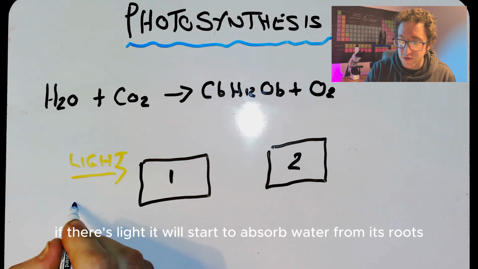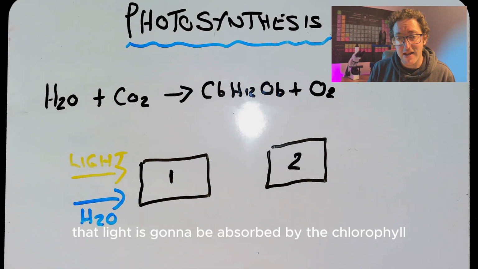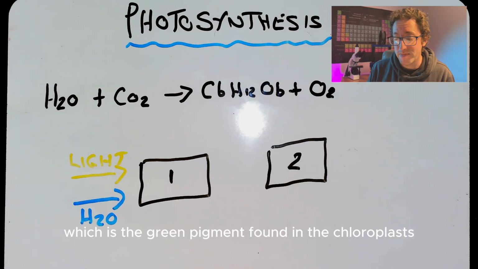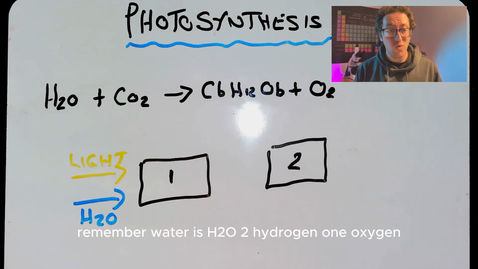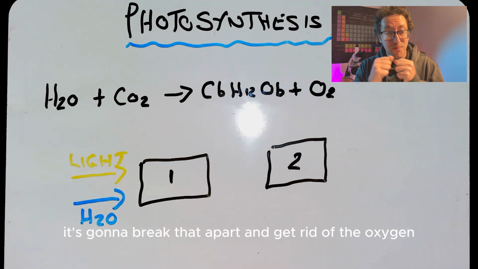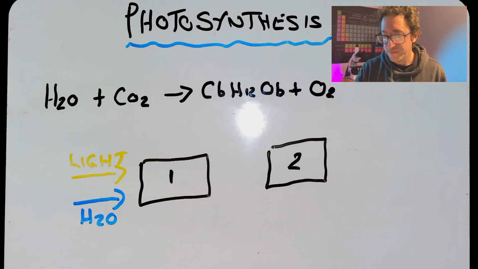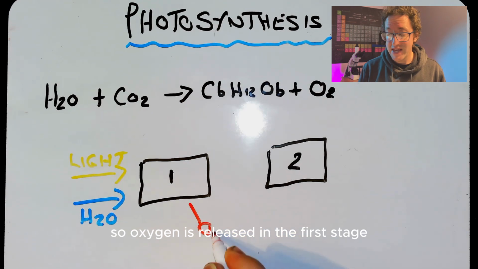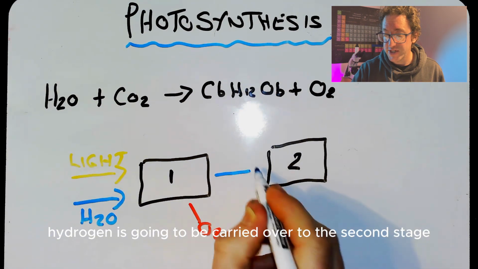If there's light, it will start to absorb water from its roots. That light is going to be absorbed by the chlorophyll, which is the green pigment found in the chloroplasts. And the light is going to break apart that water molecule. Remember, water is H2O, 2 hydrogens, 1 oxygen. It's going to break that apart and get rid of the oxygen. It doesn't want the oxygen. So oxygen is released in the first stage. Hydrogen is going to be carried over to the second stage.